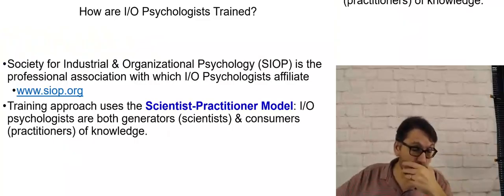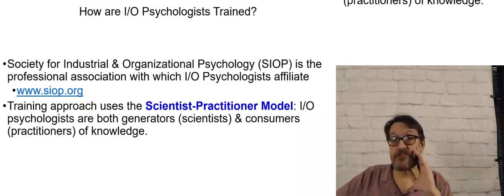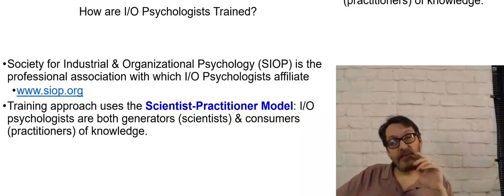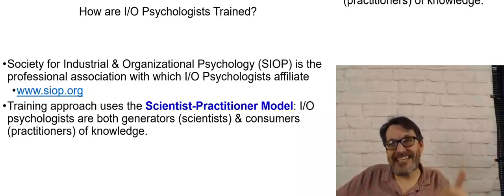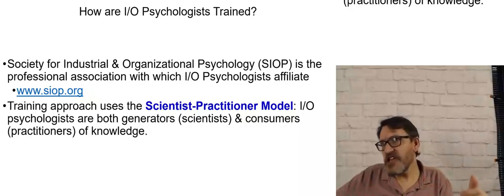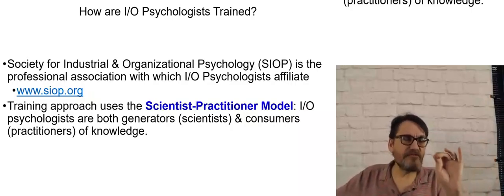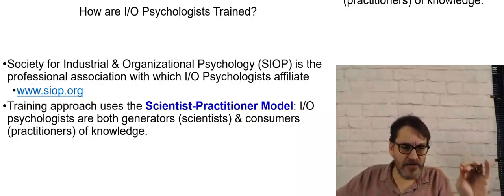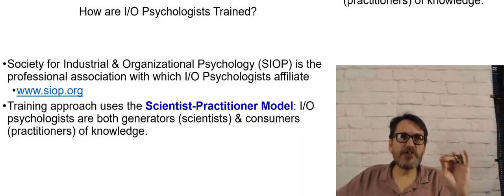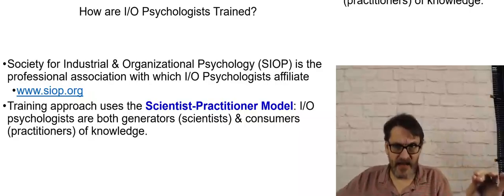The main professional organization in IO psychology is SIOP, the Society for Industrial Organizational Psychology. And it emphasizes the scientist practitioner model. That is to say, they're practitioners in the sense that they're going to apply information, but they must first and foremost be scientists. IO psychologists are going to have a research-based education, a grounding in how science works before they attempt to apply that knowledge.